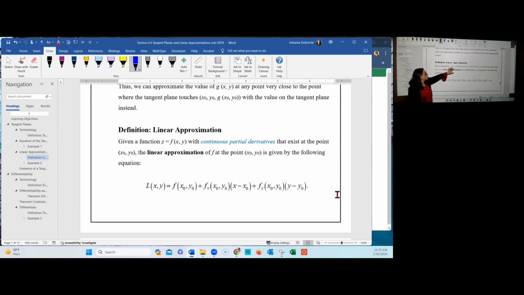We're given z as a function of x and y, and we're told that it has continuous partial derivatives that exist at the point x naught, y naught coming from the domain R2, or some subset of R2, the xy plane. The linear approximation of that function at the point from the domain is given by the tangent plane at that point.